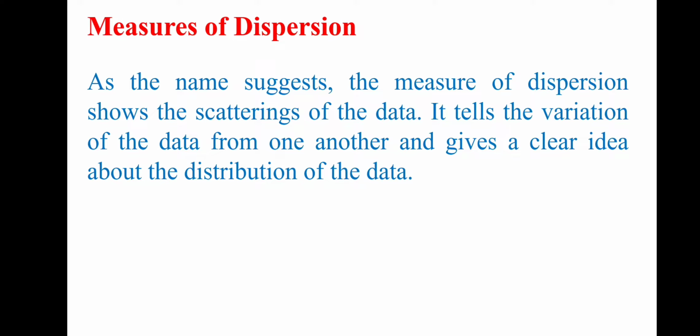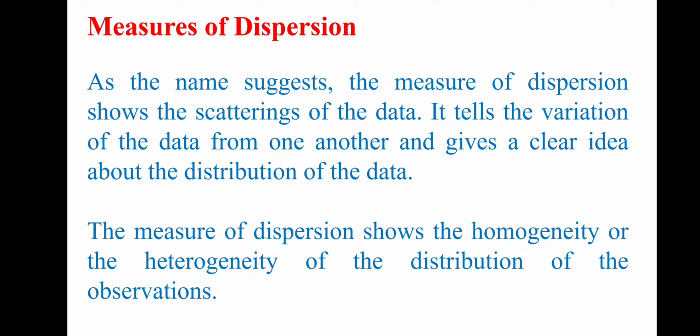In that group there will be a maximum value, minimum value, middle value or any other values contained in the same kind, and then we collect the group. It tells the variation of the data from one another and gives a clear idea about the distribution of the data. That is called measures of dispersion. The measures of dispersion show the homogeneity or the heterogeneity of the distribution of the observations. In the same observations, the same kind of data will be observed or facts will be considered.